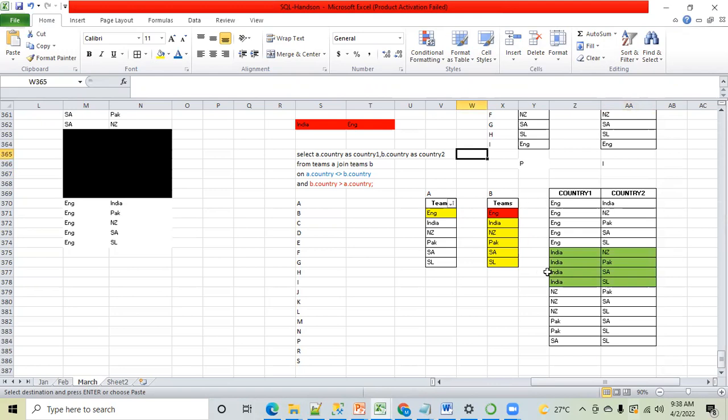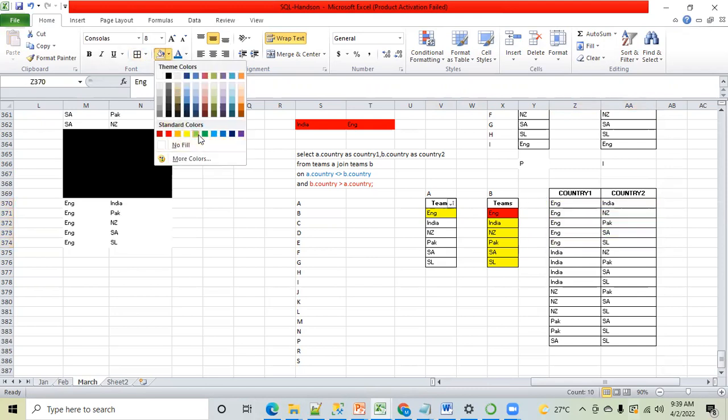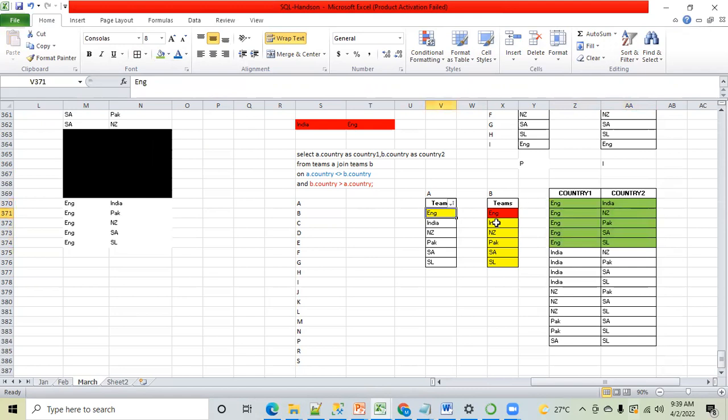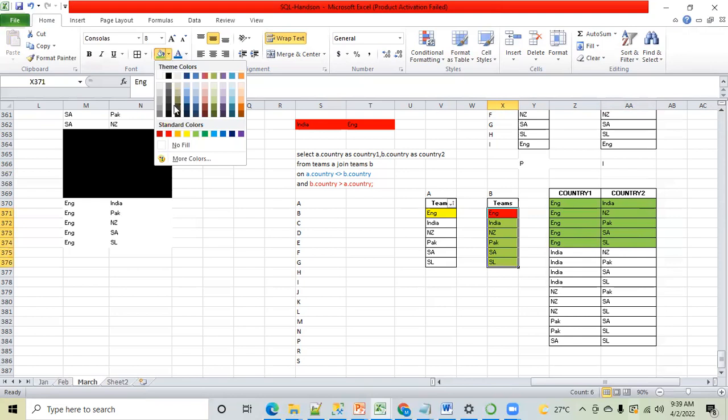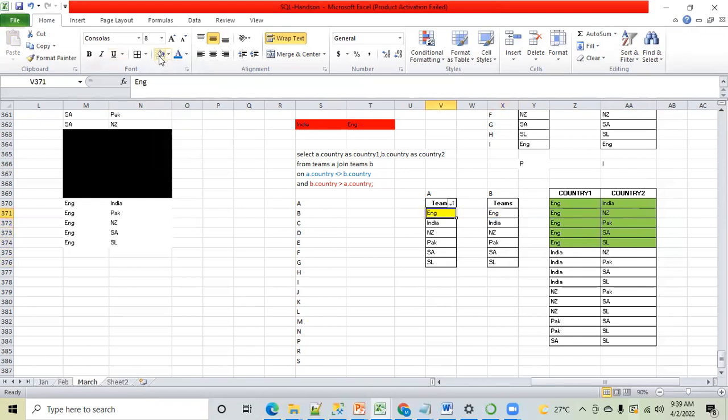Okay, so here you can see England with England combination is not there. We got all the combinations with this: England with India, England with New Zealand, England with Pakistan, and these combinations are present here. Correct? So England is done. Let's remove this. After this, what do I have to do? What will the SQL engine do after this?